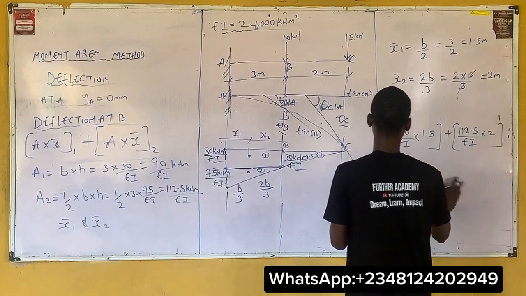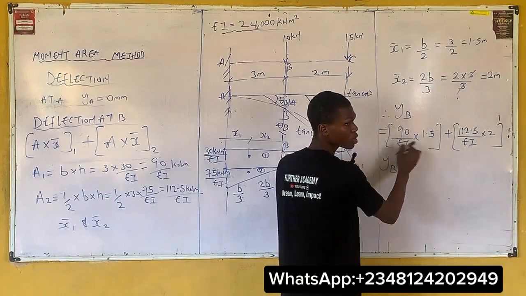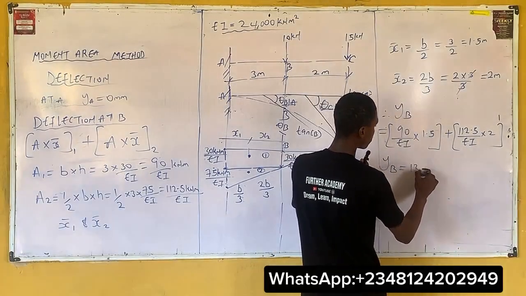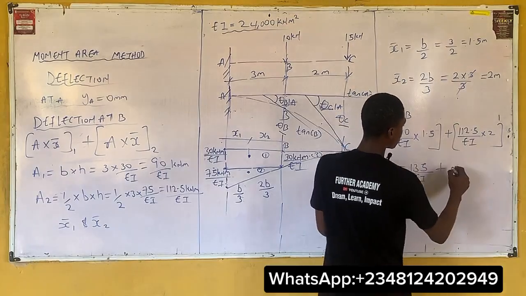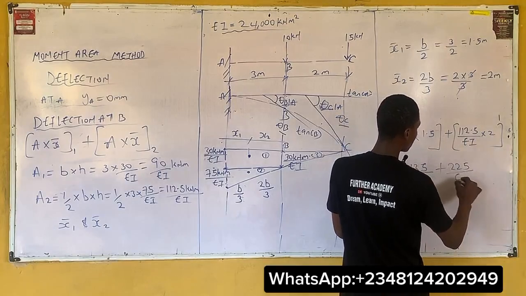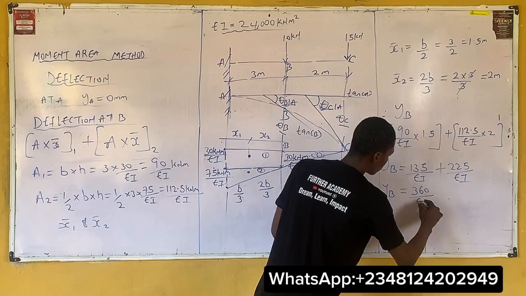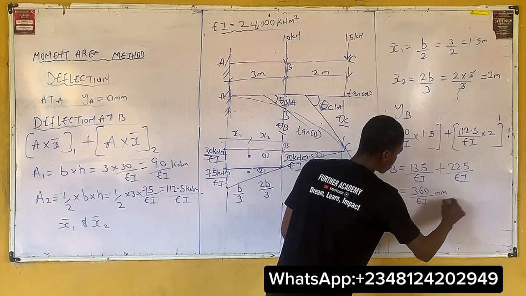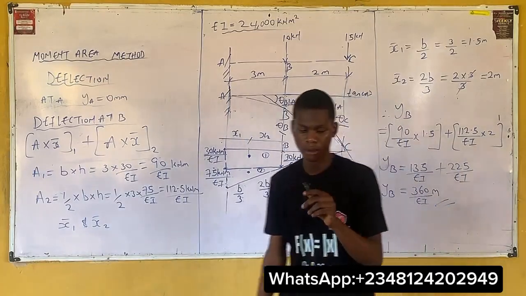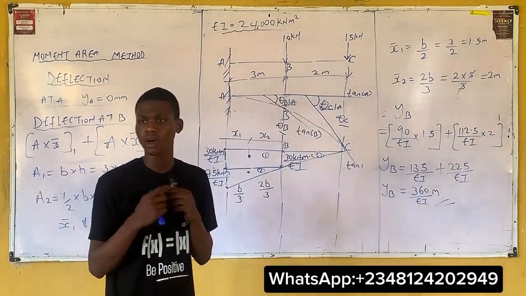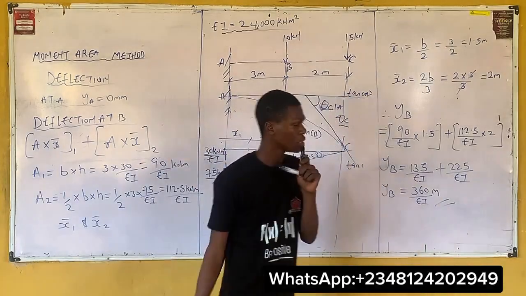So let's get this value. The deflection at B, the product of this is 135 over EI plus 225 over EI. The summation of this gives us 360 over EI. What will be the unit? Let's solve for the next one. Any questions so far? So meaning this is how you get your deflection at B.